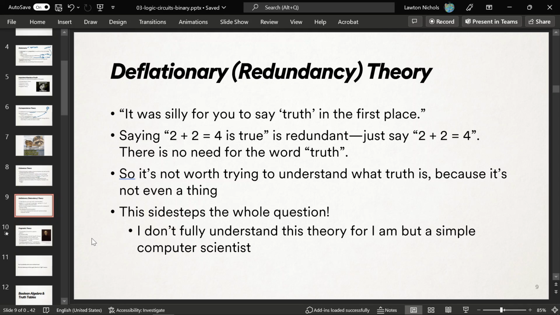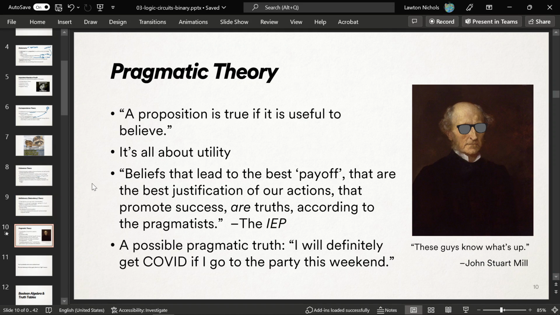So some people don't believe in the idea of truth. It is a useless topic to them, and this is something we could maybe look up together if you would like, because I don't fully understand why someone would want to do this. But that's okay. We can leave that to the philosophers. That's deflationary theory. And then the last one is the last one that makes sense to me.